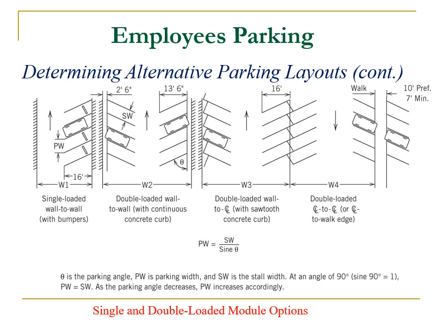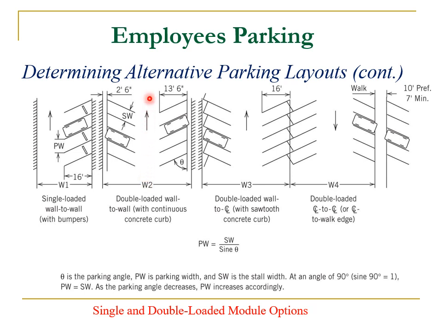Okay, in determining the alternative parking layouts, let me first show you some different configurations. You see here we in fact have four modules. This first module is the so-called single loaded wall-to-wall. Single loaded means only on one side of the parking module we are parking the cars, whereas this one is double loaded.